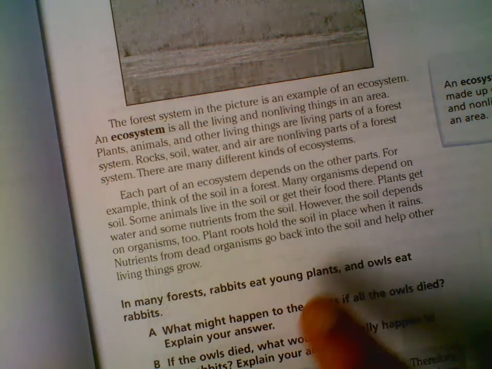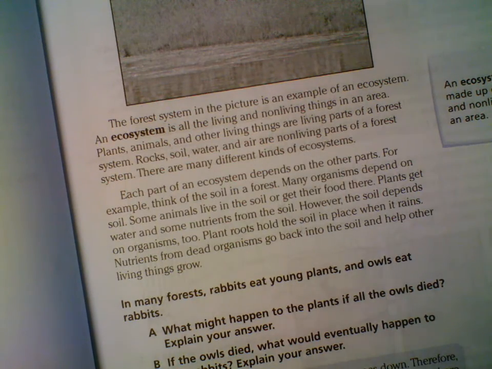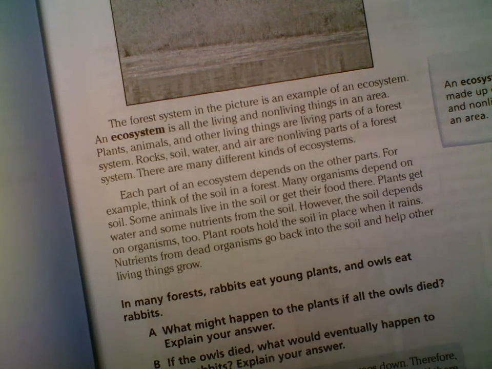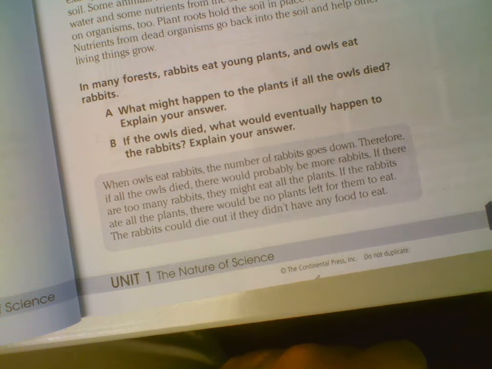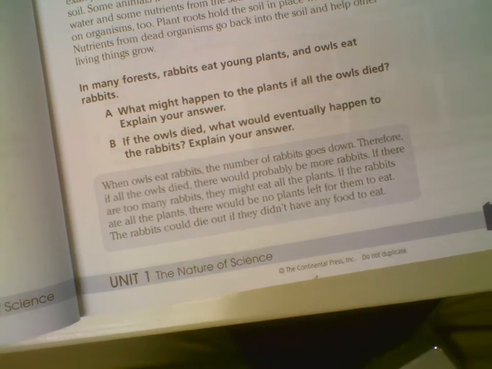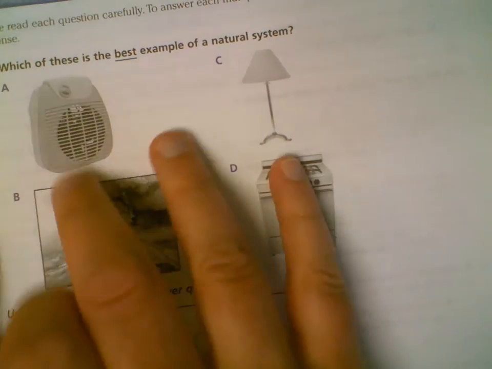So the systems interact. It says, when owls eat rabbits, the number of rabbits goes down. Therefore, if all the owls died, there would probably be more rabbits. If there are too many rabbits, they might eat all the plants. If the rabbits ate all the plants, there would be no plants left for them to eat. The rabbits could die out if they didn't have any food to eat. Sounds like a riddle, right? How can you have one but not the other?